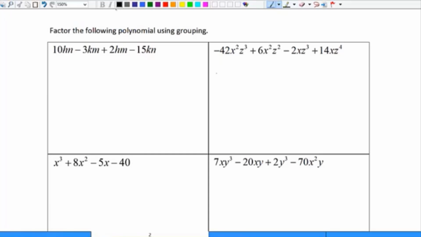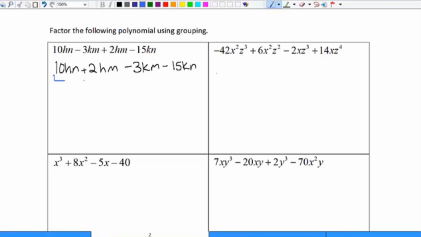So with the 10HN, which one of these terms has common factors with 10H and N? Well, to me it looks like 2HM works. This is not the only way, but this is one way. All I really did is I switched the 2 middle terms. Notice the 2HM was positive, so it stayed positive 2HM, even though I reordered it. The negative 3KM was negative, and it stayed negative, even though I reordered it.